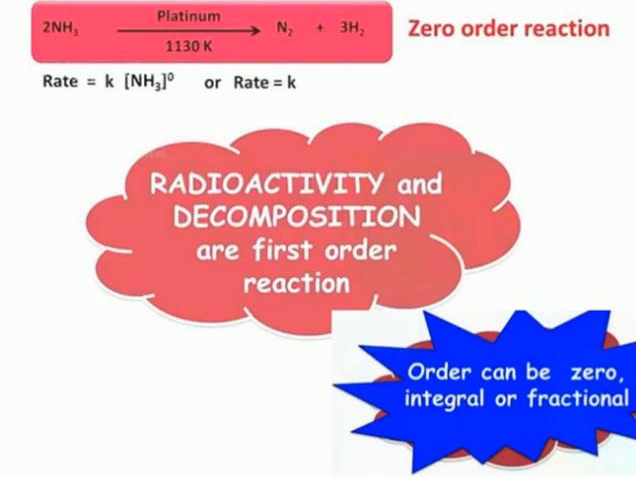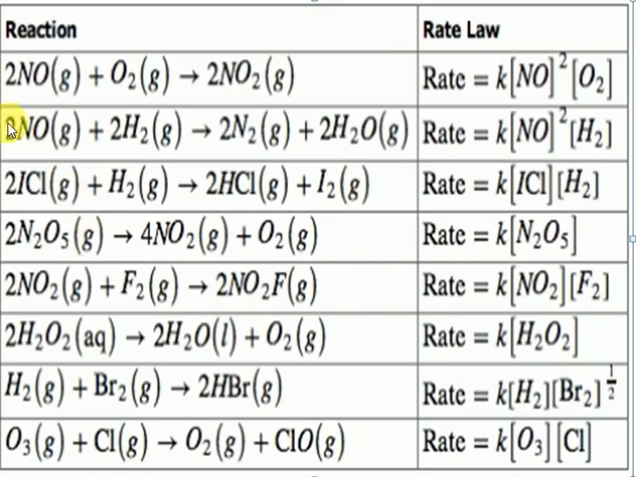Students, you now have a very clear idea: order is nothing but the sum of the powers of the concentration terms of the reactants. Now look at this chemical reaction. Two molecules of nitrogen monoxide react with one molecule of oxygen to give a product.